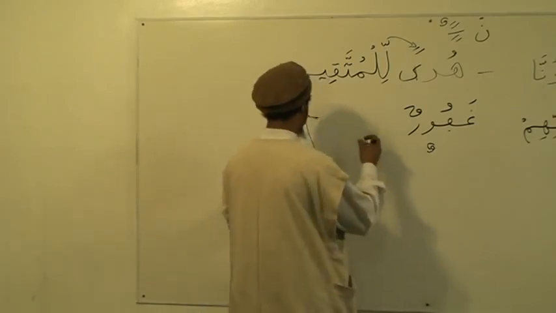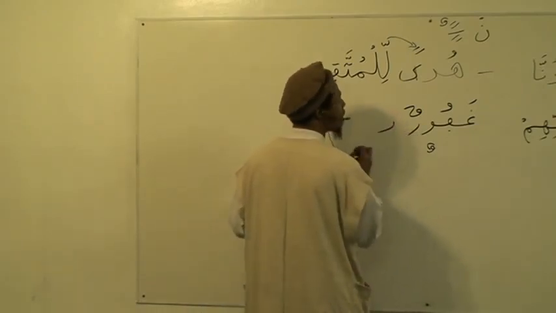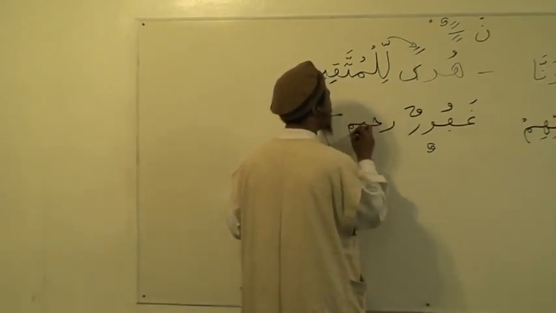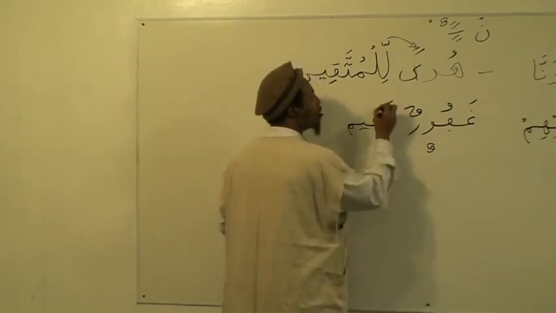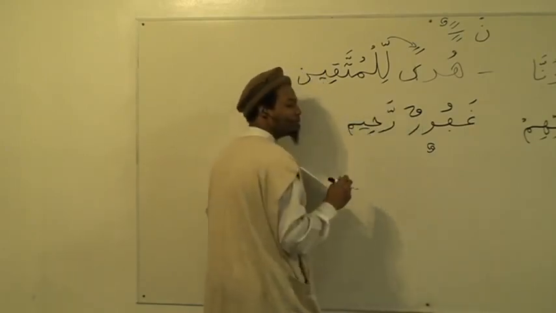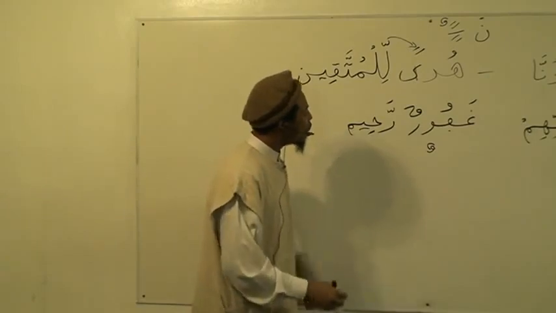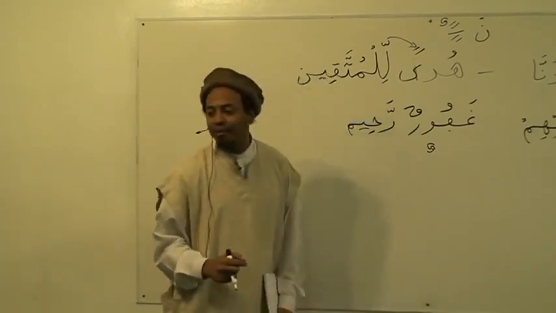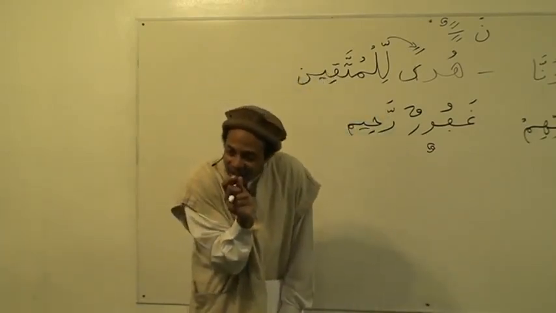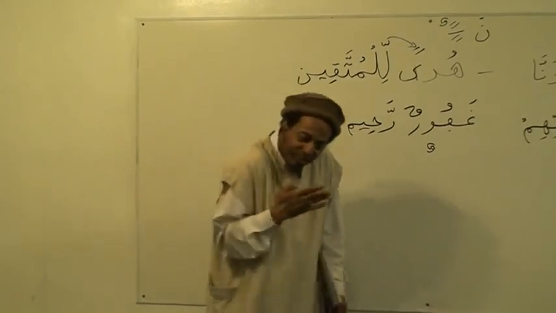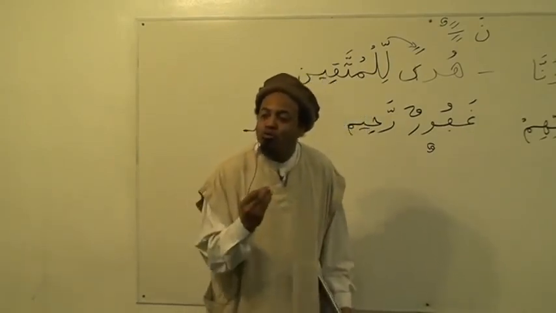Now, we're going to do this one right here. It has another ra. And the ha and the meem. So this one is mushaddid. Ghafurur Rahim. No, you ain't getting off like that. It's tight, guys. It's tight. You got to keep it tight. Ghafurur Rahim.